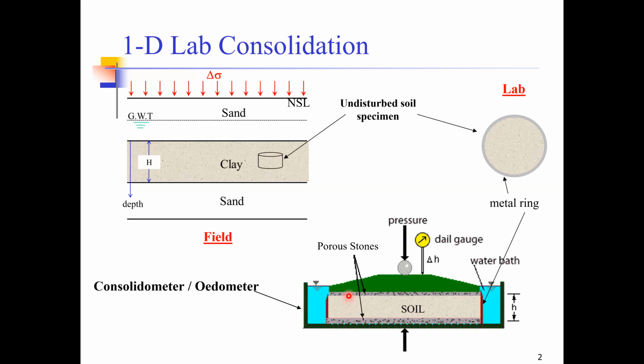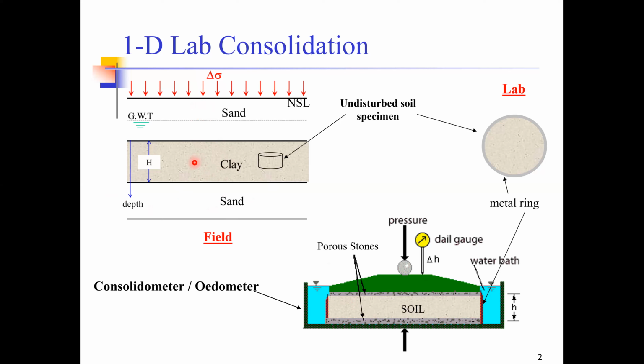On the contrary, it is possible that this clay layer does not have any sand layer at the bottom. Maybe there is a continuous clay layer, or maybe there is a rock which is impervious at the bottom. So in that case, you can see there is only one direction for the water to escape this clay layer, and that is through the top. In that case, that is known as one-way drainage.